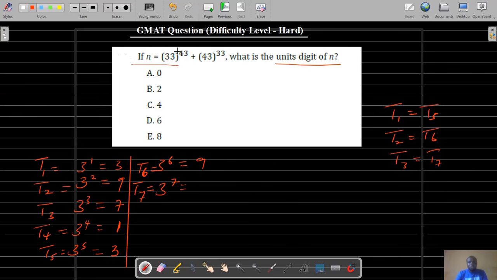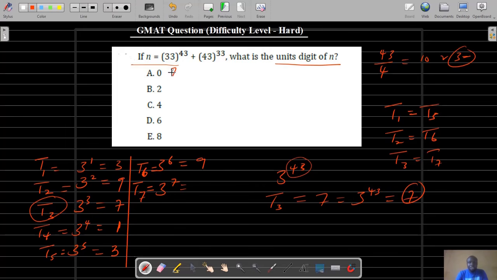Looking at this, if we have 3 raised to power 43, since it repeats itself after every fourth term, look at the power. The power is 43. So simply divide 43 by 4. If you divide 43 by 4, that will give you 10 remainder 3. So the remainder is what tells us. Since the remainder is 3, this will give us the same value as T3. So our T3, which has a unit value of 7, is the same as our 3 raised to power 43 that has a unit value of 7.